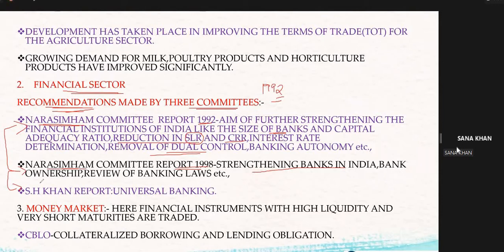Okay, and on bank ownership, even private individuals can be given the chance. We have more private banks now, right? Banks from foreign countries have also started up in India. That is because of the committee report. Okay, then review of banking laws. There was a banking act. I hope you know which year the banking act was introduced: 1949, the Banking Regulation Act, which we follow.